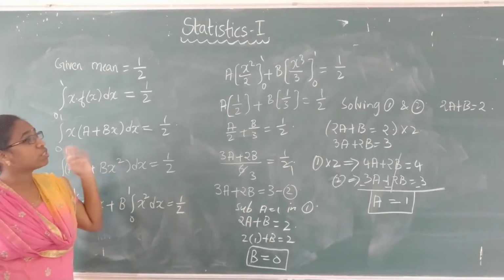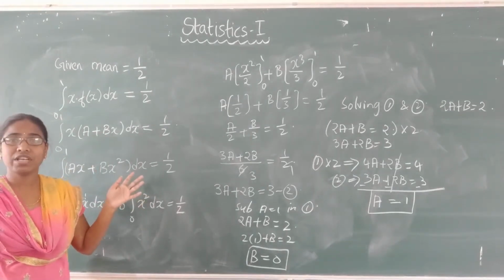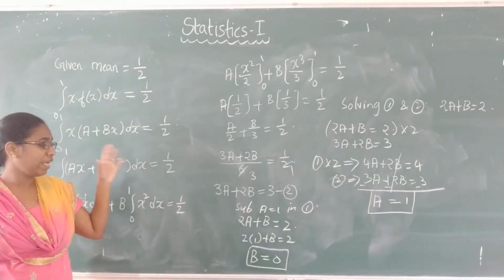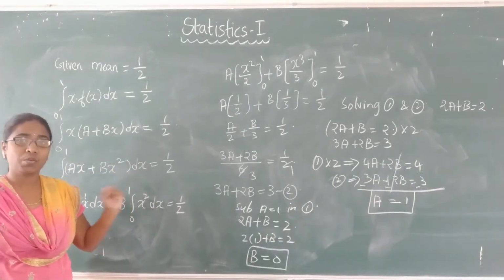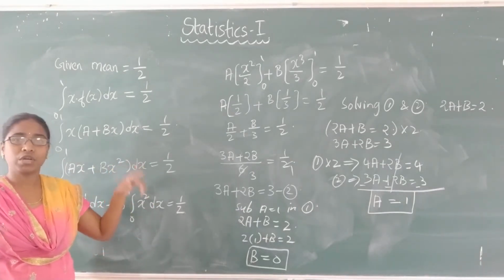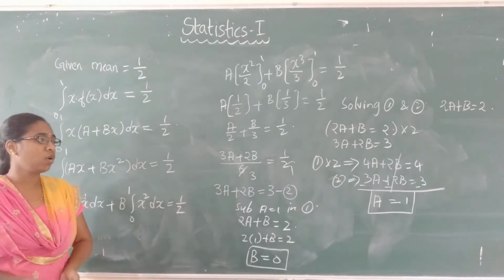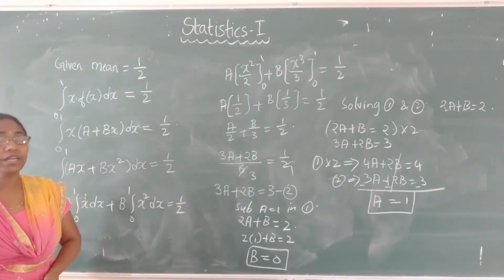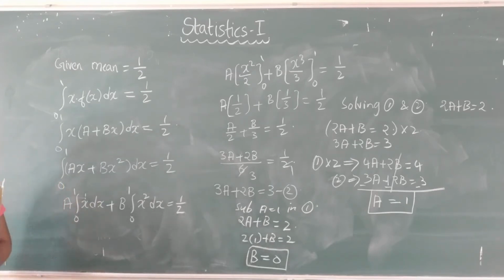Suppose two constants are given, then definitely you will have one more condition. The main condition you will keep as it is, and you will get one equation. They will give one more condition in the question. By solving those two equations, you will get the required two constants in the PDF.